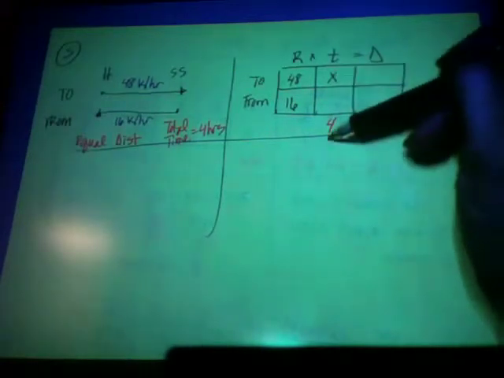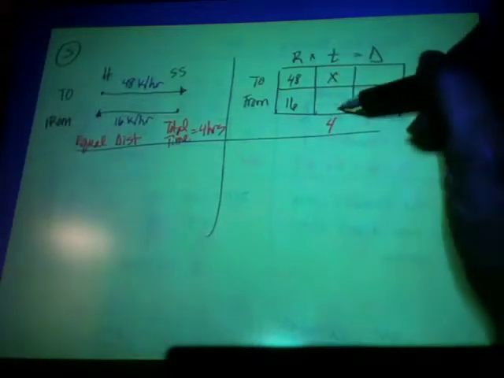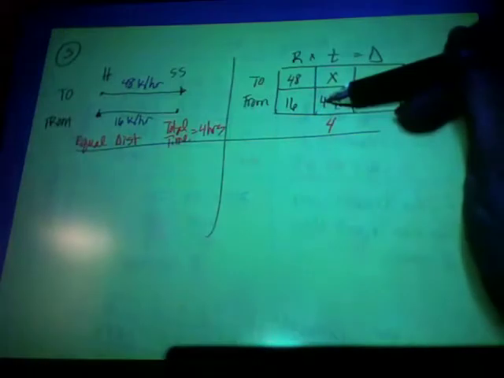If this were 1 hour, what would this be? 3. How'd you get that? You subtracted 1 from 4. If this is 2 hours, what's this? 2. If this is 3 hours, what's this? 1. So if this is X hours, what's this? 4 minus X, right? Because this is the total number of hours. Whatever this turns out to be, we'll subtract it from 4. So that's how we use that 4 hours.